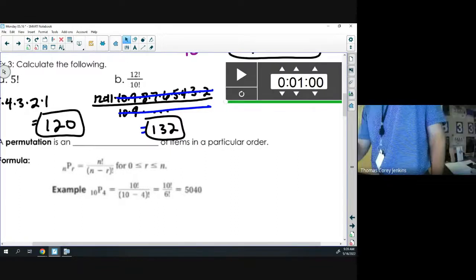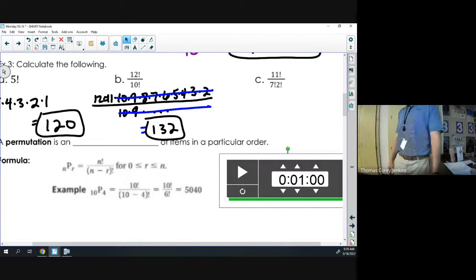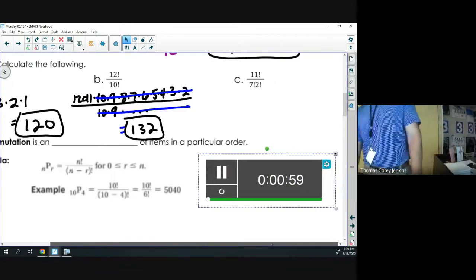There at the end, but just try it. I won't call on you or anything, but I'll give you a chance to answer if you want. What would 11 factorial divided by 7 factorial times 2 factorial be? Take a minute, try to do that, or at least get as far as you can.